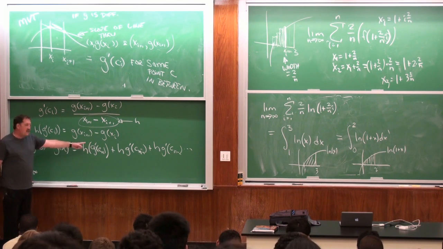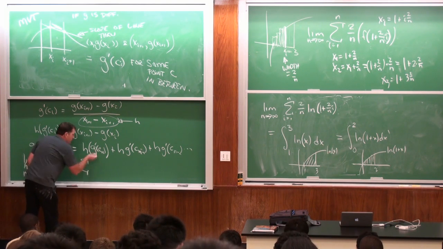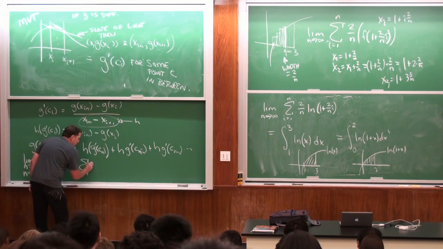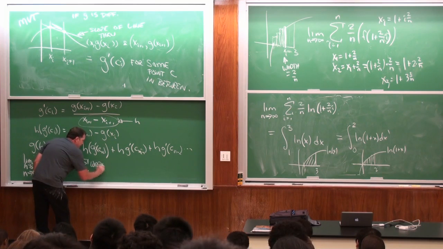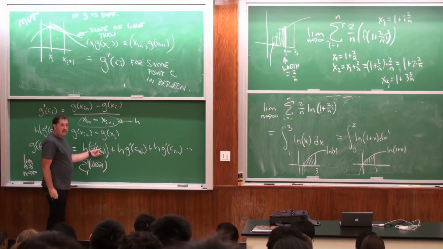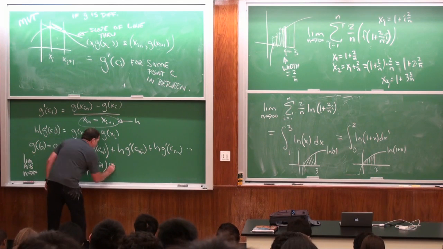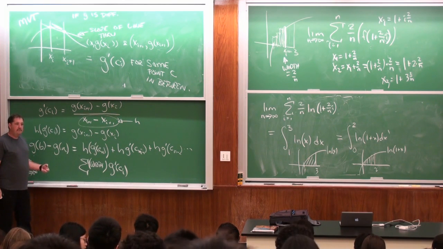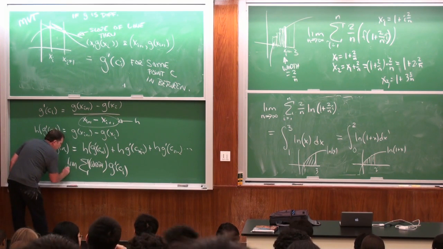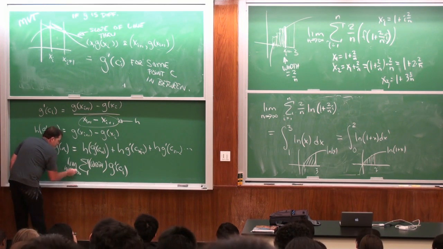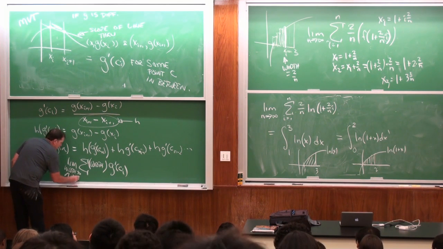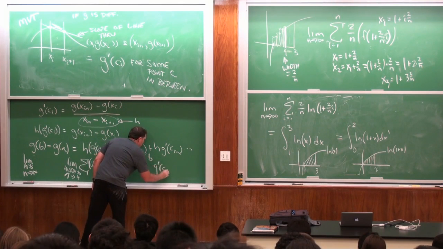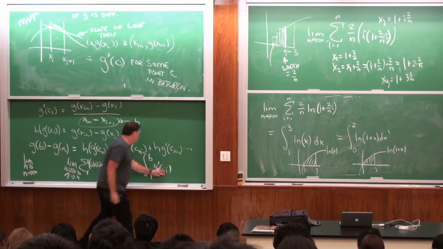Well, what is this? This is exactly something that looks like, so h is the width of the rectangle, right? And g prime is the height, with a different function. And I'm adding them up. I'm going to take the limit as the width goes to 0, or the number goes to infinity. And this is the integral.